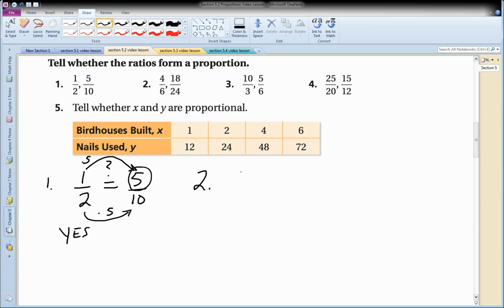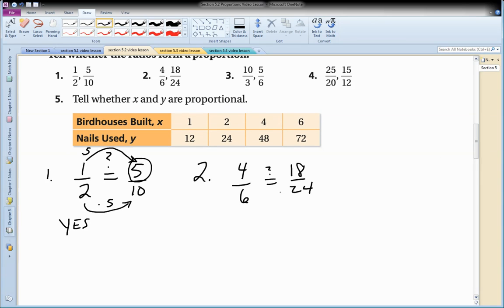Number two, I will use a different technique for this one. I have 4/6 and I want to know, is that equal to 18 to 24? One way we can do this is let me see if I can simplify both of these. I know that 4/6 is the same as 2/3. Does 18/24 simplify? Yes, I can divide the numerator by 3, and I can divide the denominator by 3.